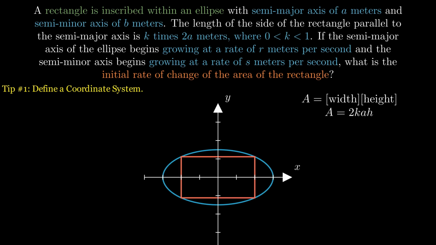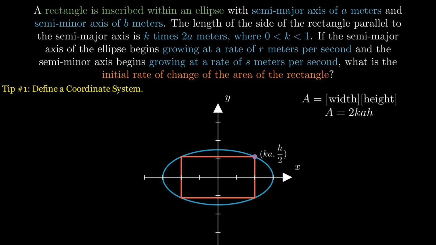This is what I've done here. The benefit of doing this is that now we can note that this point on the rectangle is located at (ka, h/2) by the geometry of the figure, and it also lies on the ellipse. Thus, if we can write the equation for the ellipse, we can use it to find out what should be the value of y at x equals ka, and that should also be the value of h/2.